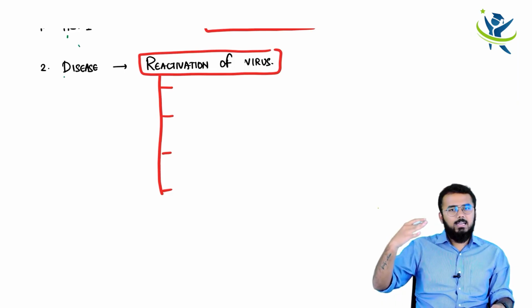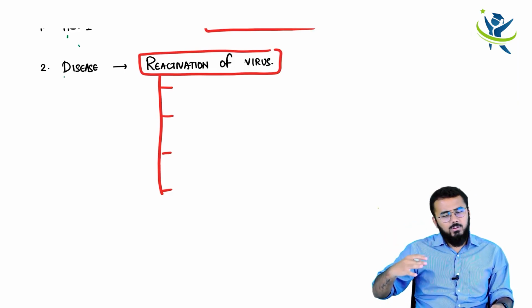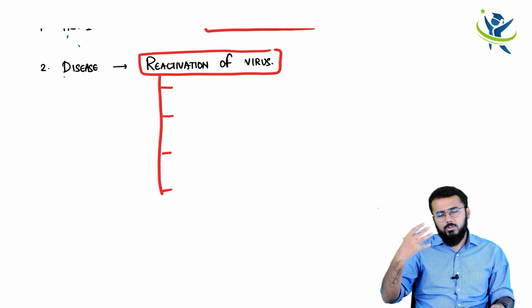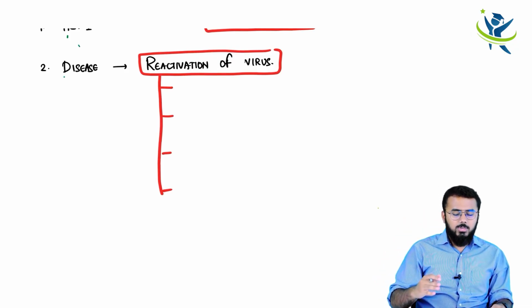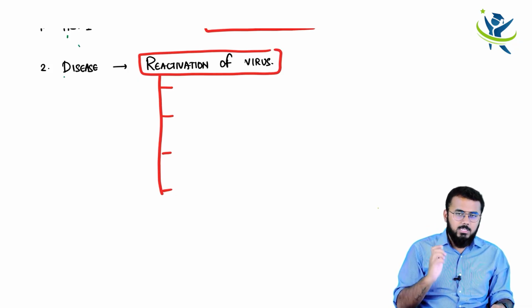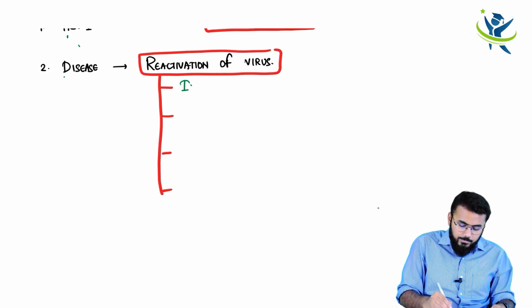So what all things it will damage, what all things it is going to infect, I mean the eyes, the nose or whatever it is, I'll tell you that. But first thing you need to know, what are the trigger factors of reactivation? The first thing is immunosuppression.